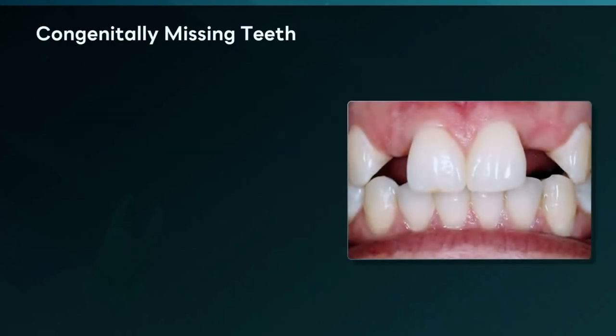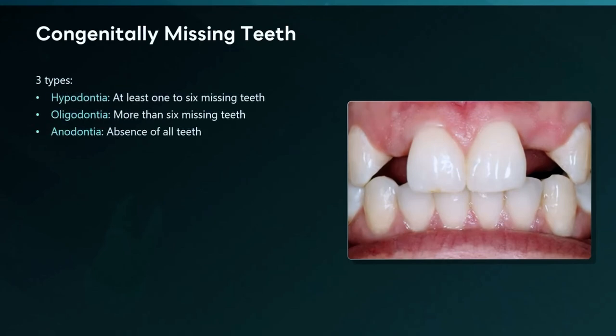On the other hand, congenitally missing teeth is when we have fewer teeth in the mouth than we normally should. This can be divided into three types, including hypodontia, oligodontia, and anodontia. So starting with hypodontia, this is when we have 1 to 6 teeth missing. Oligodontia is when there is more than 6 missing teeth. And finally, anodontia is the absence of all teeth. This is rare and a very severe condition that requires special dental attention.